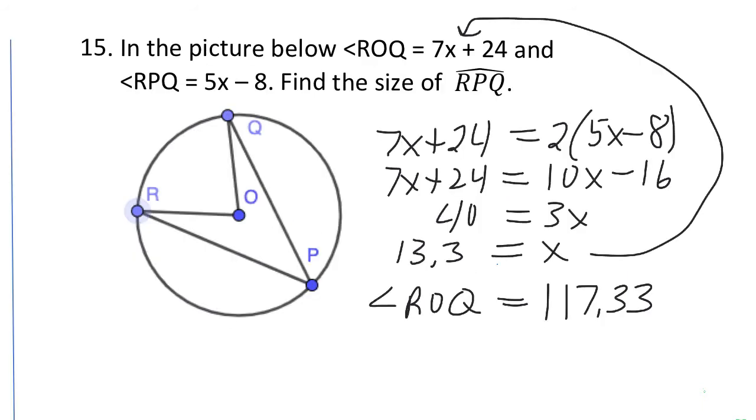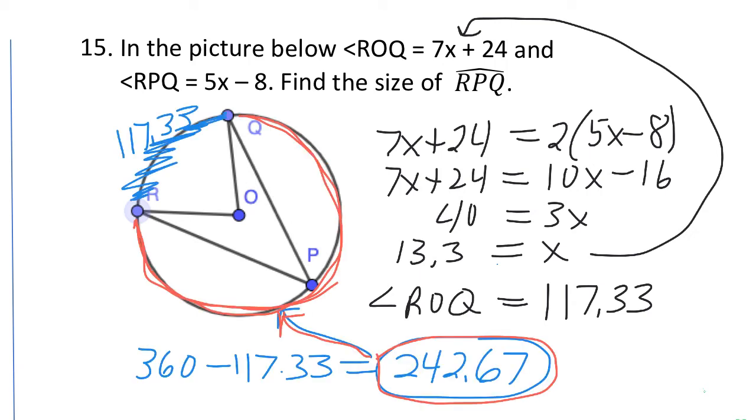In this problem here, we have a central angle, ROQ, an inscribed angle, RPQ. They do not equal each other. The central angle is larger than the inscribed angle. You must double the inscribed angle to equal the central angle. We can now solve for x, and we can plug x in to the central angle. The central angle is 117.33 degrees. But we are not being asked for that. We are being asked for the major arc around the outside, RPQ.